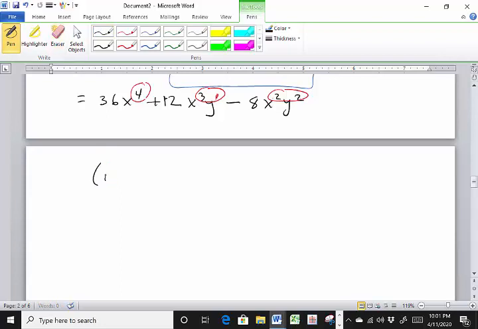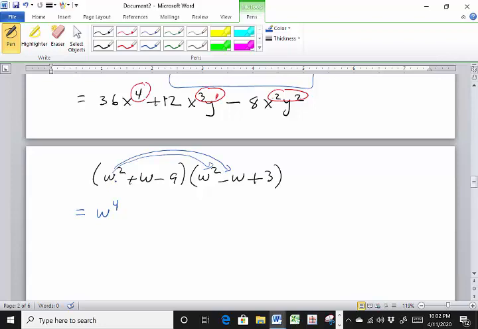So let's say we have w squared plus w minus 9 times w squared minus w plus 3. Okay? So here, there's no specific rule except just the distributive law. All right? So this times this, let's do it. W to the fourth. See how you really have to know your law of exponents. This times this, w squared times a negative w is minus w cubed. And then this times this is going to be w squared times 3, so that's 3w squared. Okay? And we start all over again.